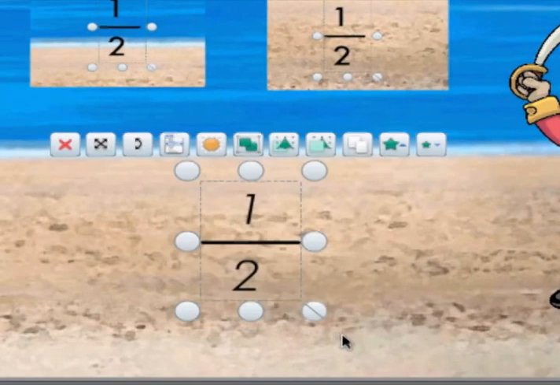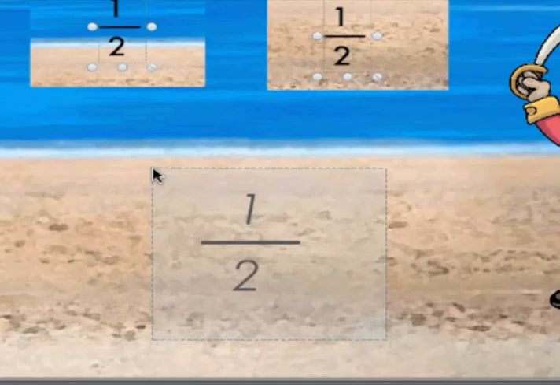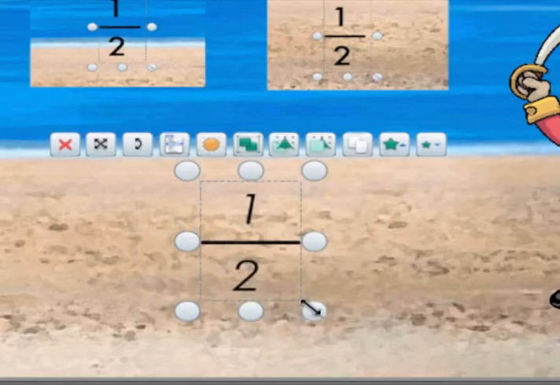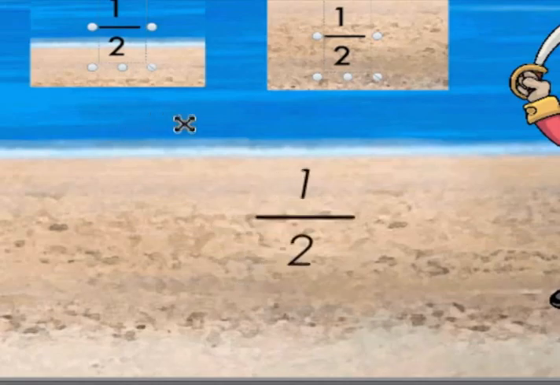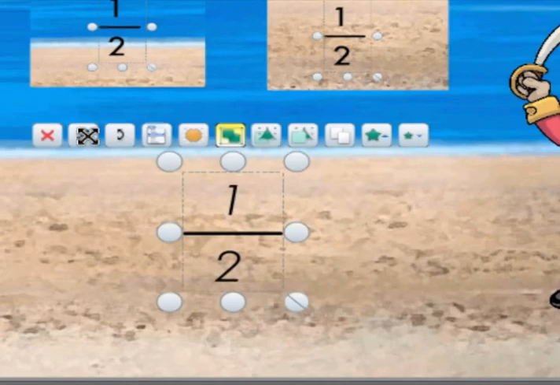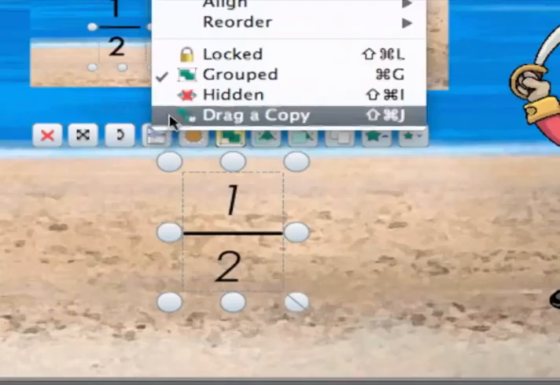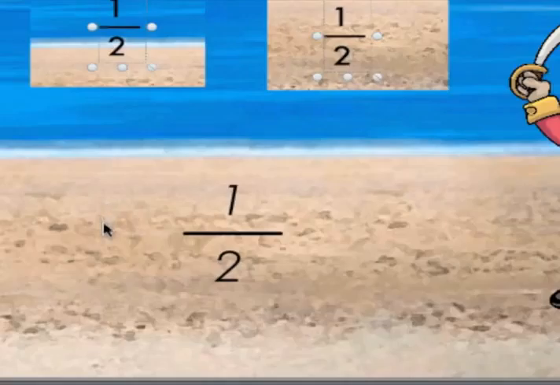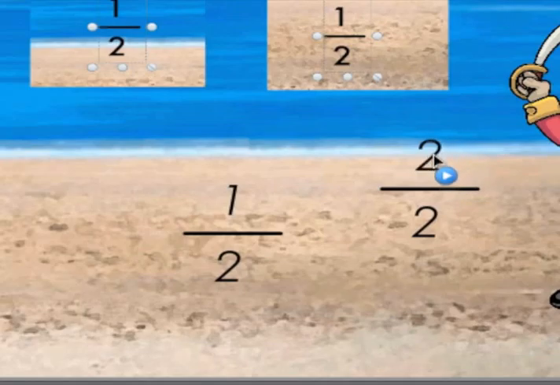I need to highlight everything, just like this, and I can see it's all highlighted because I have the lines around it. And I'm going to click on right here to group it. So now it's grouped, so now it all moves around together. And then finally, I'm going to go to the properties, and we're going to go to drag a copy. So now it's going to drag a copy. So now, when I click on it, I can drag 1 out, and the actions are set to add 1.